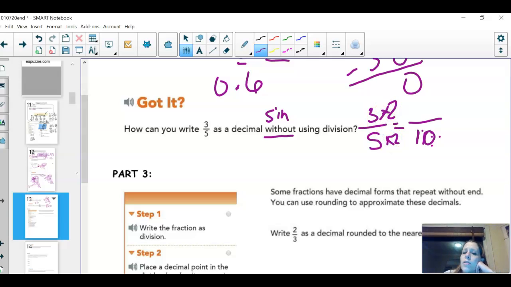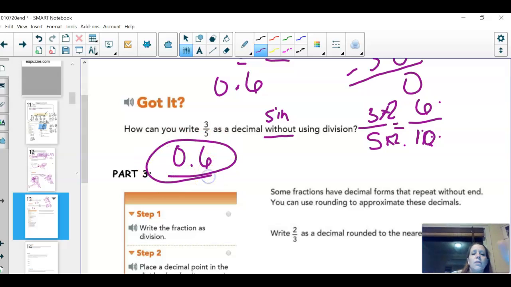Okay, yo voy a multiplicar 5 por 2. 5 times 2 is 10. Whatever I do to the bottom, I have to do to the top. So 3 times 2 is 6. Now I think, how do I read this? 6 tenths. 6 décimas. Esta es mi respuesta. Es un poco más rápido, pero tú no puedes hacer este por todos. Okay, this is a little faster, but you can't do this for all of them because for some it doesn't work.